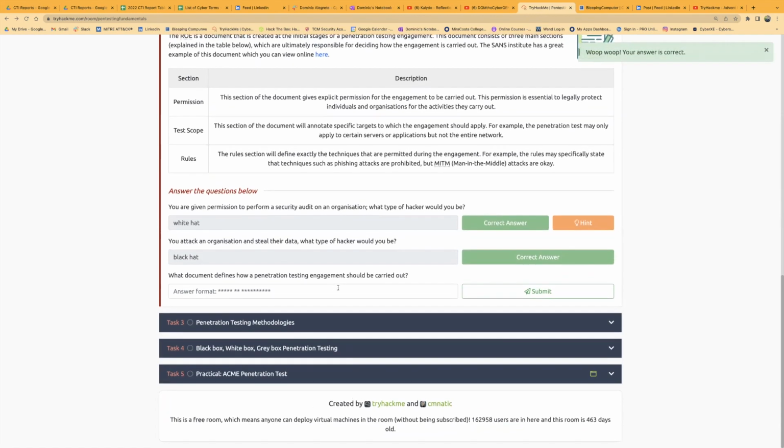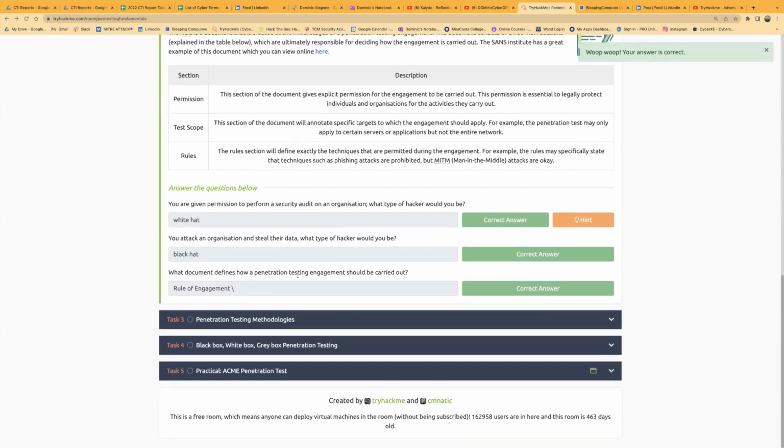And the last one, obviously: what document defines how a penetration test engagement should be carried out? If you remember, before a pen test even starts, there are legal things that have to go through. And the document that needs to be signed for the pen test to even be allowed and carried out is the ROE. What is it? Rules of engagement. Oops, I accidentally put a slash, but it took it anyway.